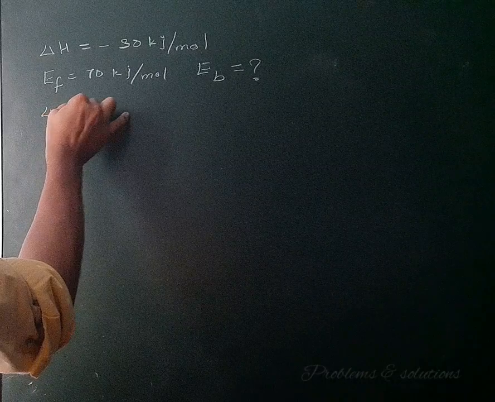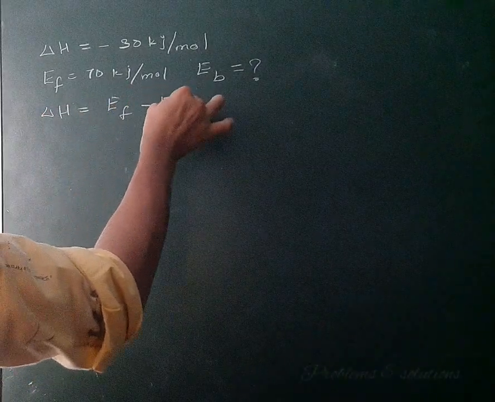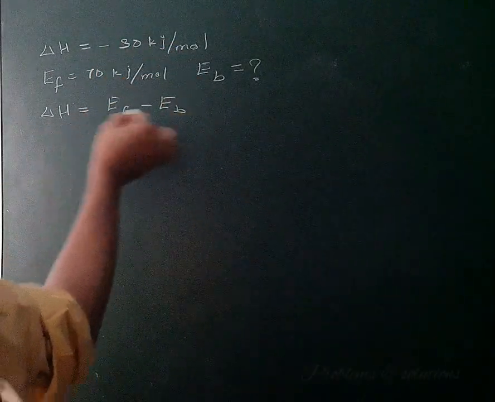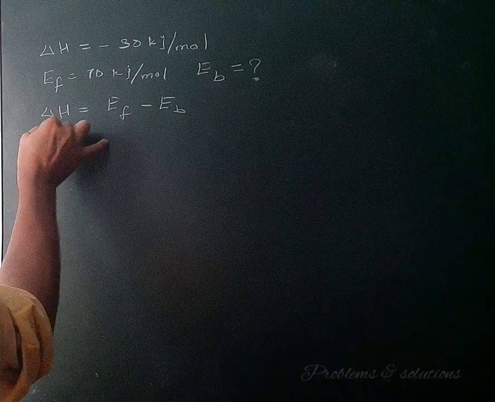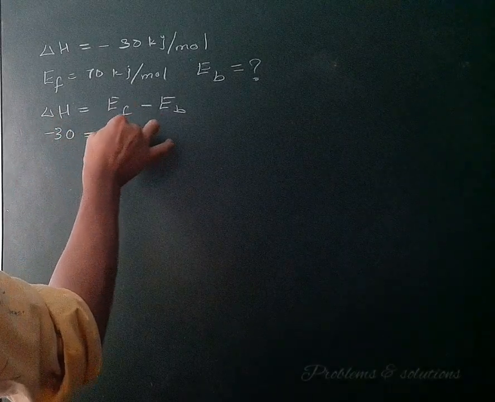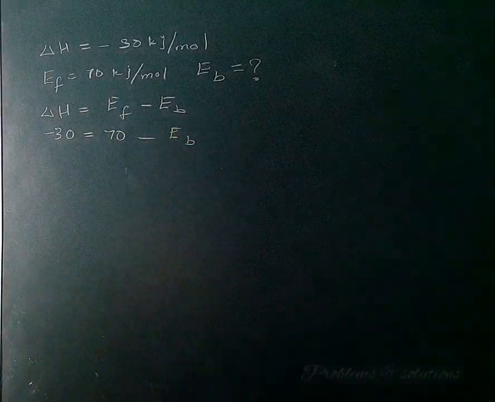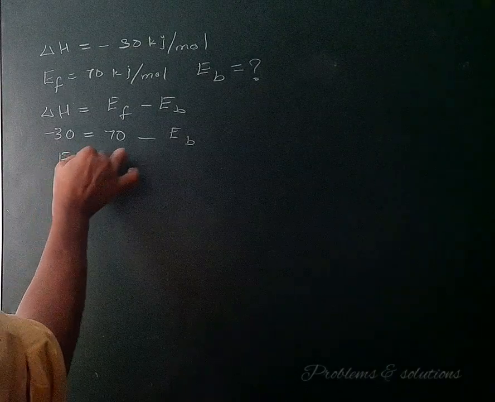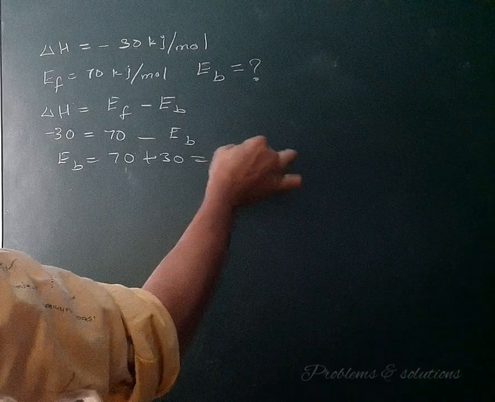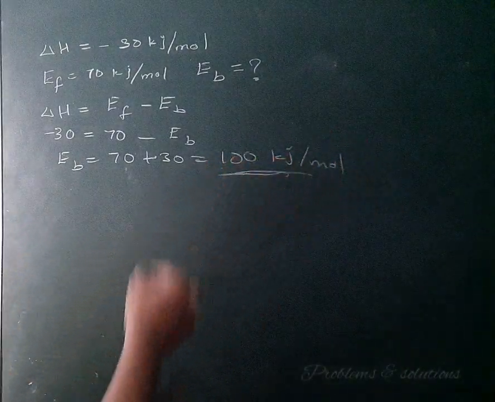For this, we have a formula. Delta H is equal to the activation energy of the forward reaction minus the activation energy of the backward reaction. By substituting these values, we will get the activation energy of the backward reaction. That is, delta H is minus 30 kilojoules per mole, the activation energy of the forward reaction is 70 kilojoules per mole, minus the activation energy of the backward reaction. So the activation energy of the backward reaction is equal to 70 plus 30, that is 100 kilojoules per mole. So the option is 4.